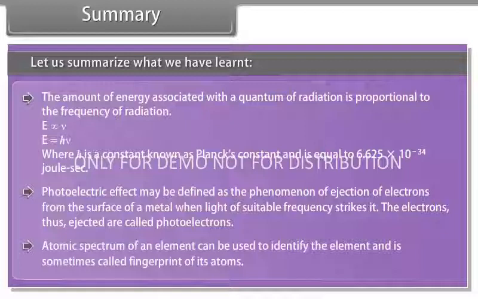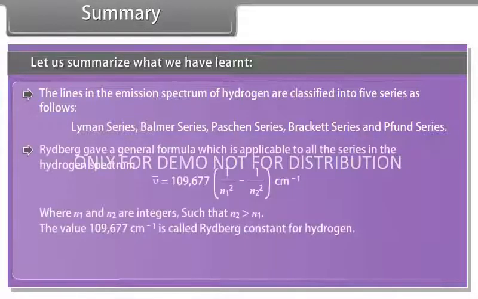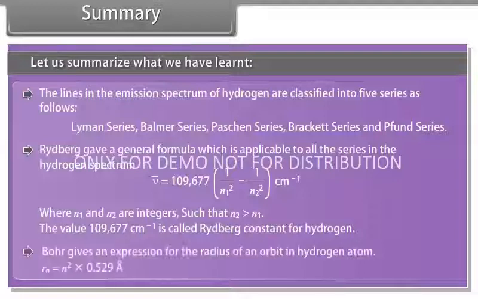Atomic spectrum of an element can be used to identify the element and is sometimes called the fingerprint of its atom. The lines in the emission spectrum of hydrogen are classified into 5 series as follows: Lyman series, Balmer series, Paschen series, Brackett series and Pfund series. Rydberg gave a general formula which is applicable to all the series in the hydrogen spectrum. The value 109677 per centimeter is called Rydberg constant for hydrogen. Bohr gives an expression for the radius of an orbit in hydrogen atom. Rn is equal to n square into 0.529 angstrom.